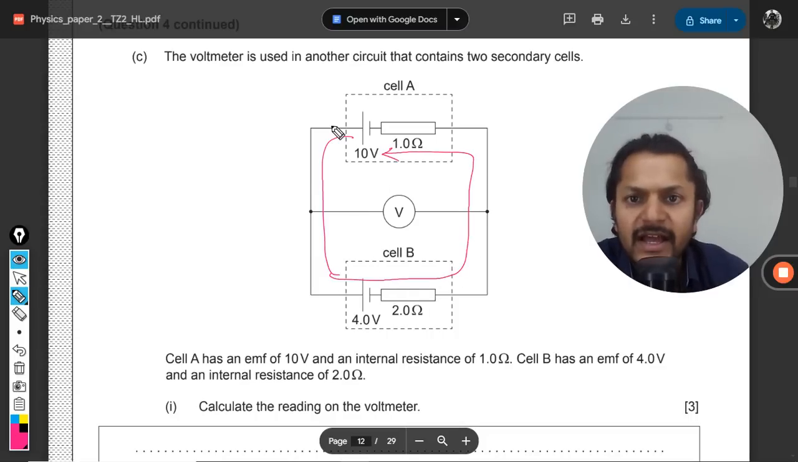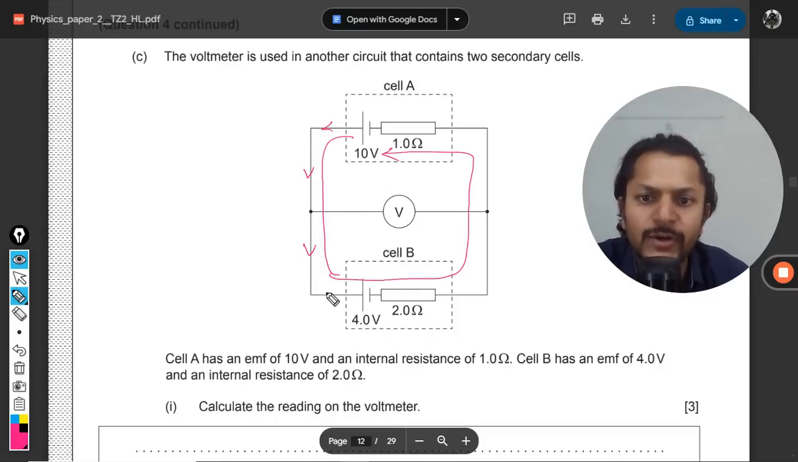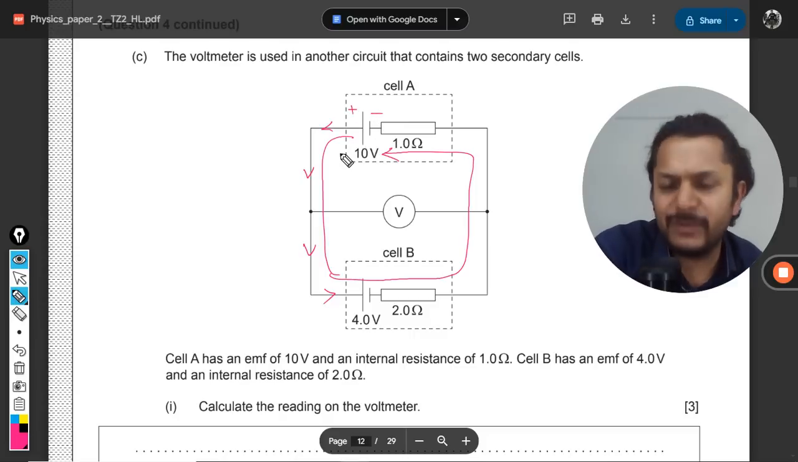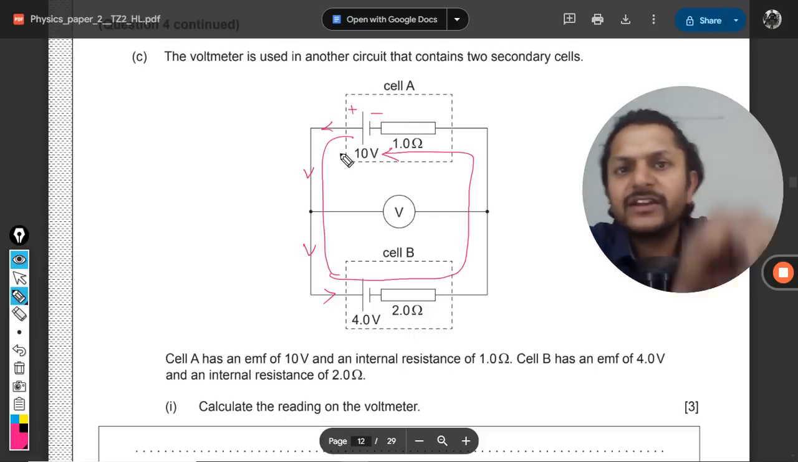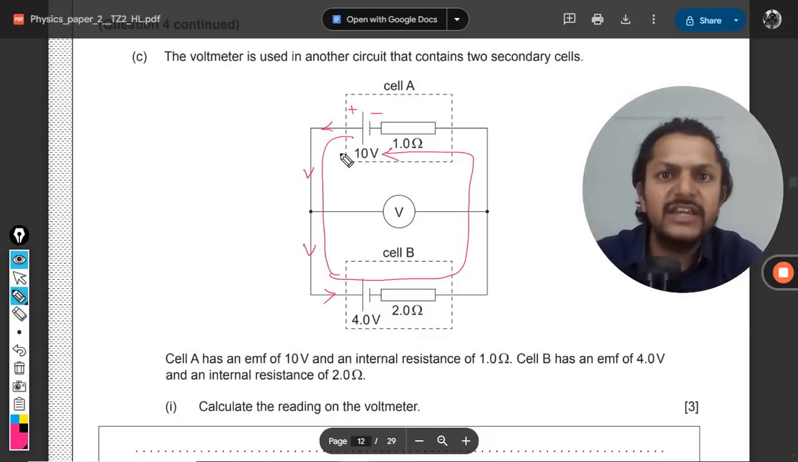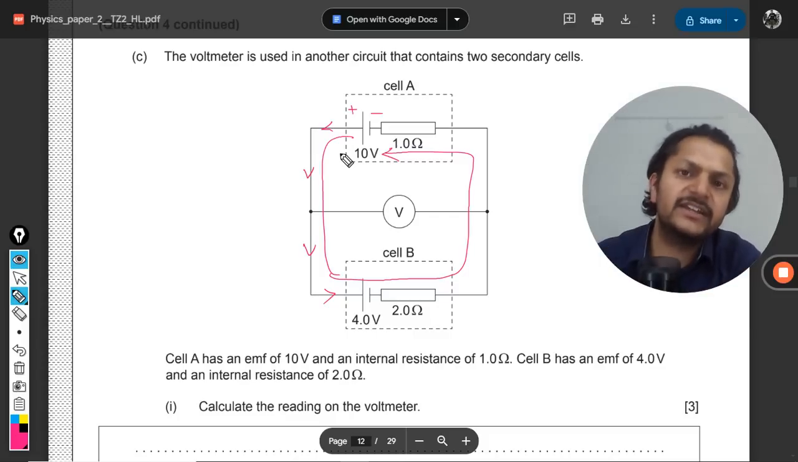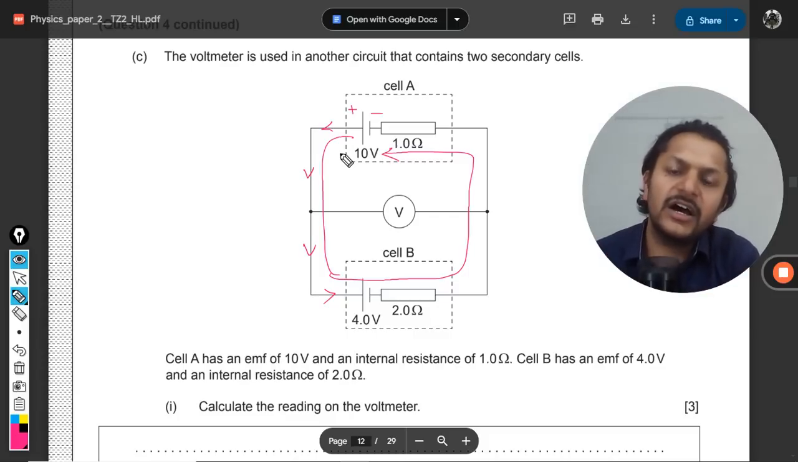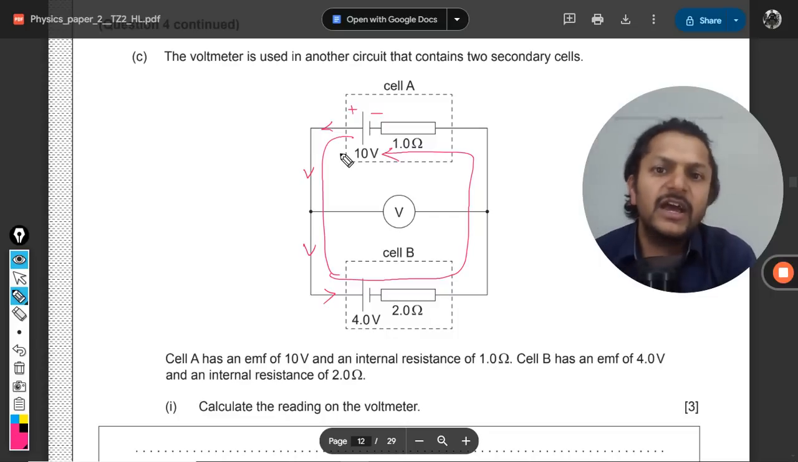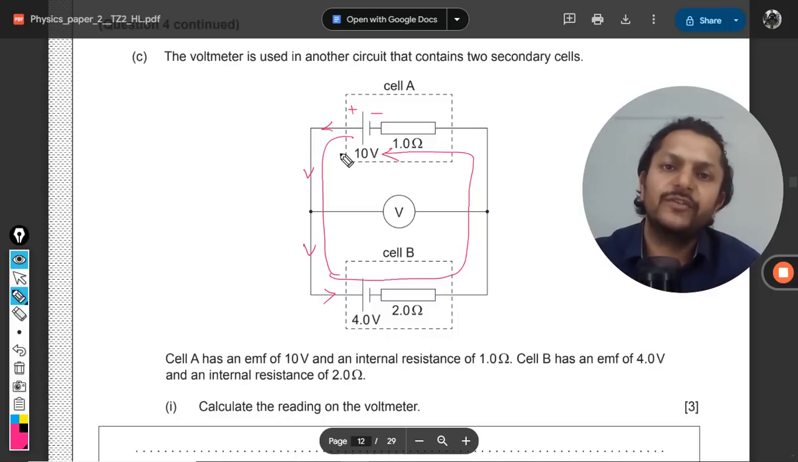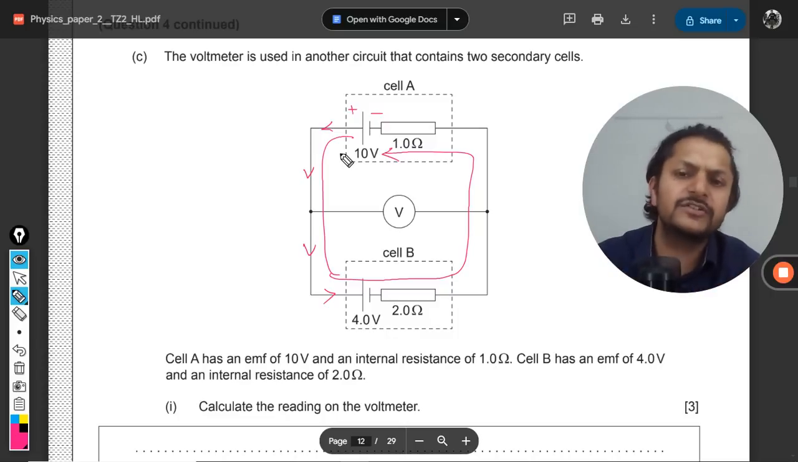Okay, so the loop will be this, and I assume the direction of the current to be like this. So this is the negative, this is the positive. I will not be explaining how to apply Kirchhoff's law. You can see my other videos that I have created. They are already present in the playlist, and I have completely explained Kirchhoff's law there. So please refer to those videos.